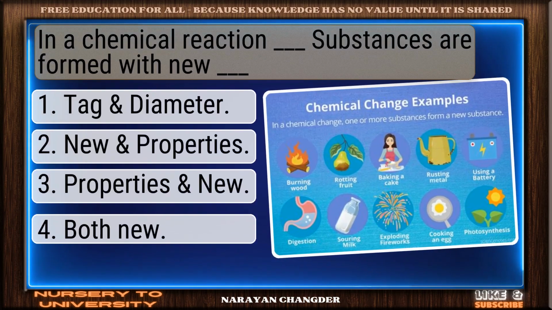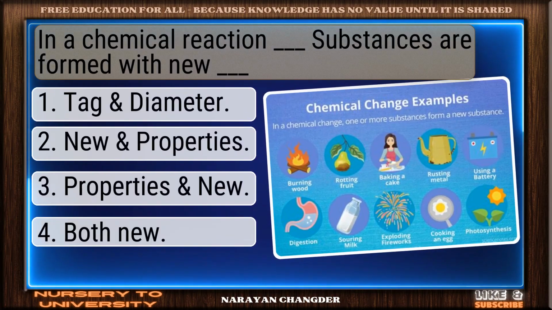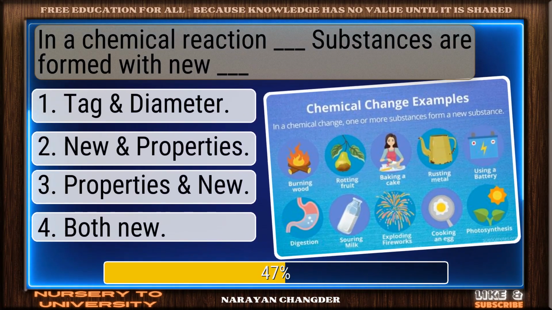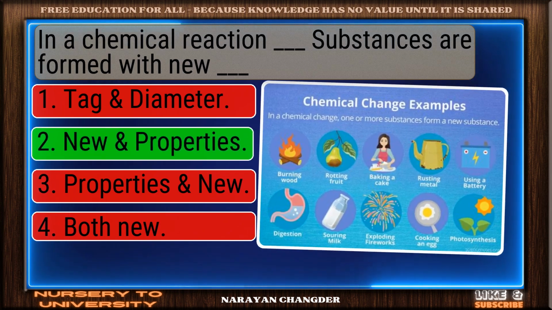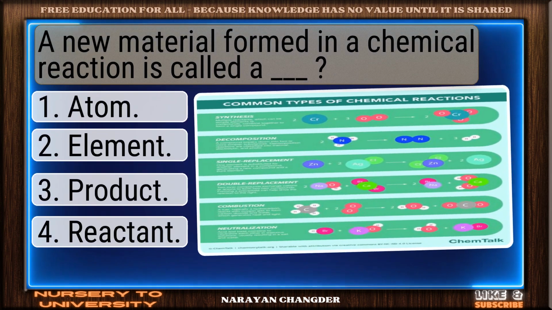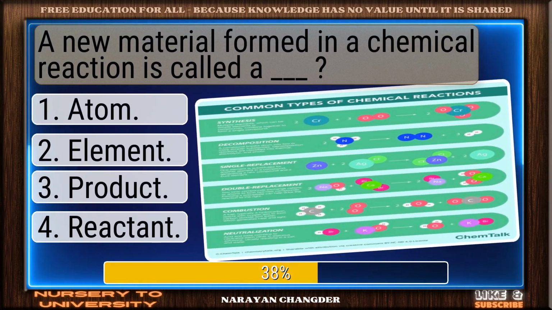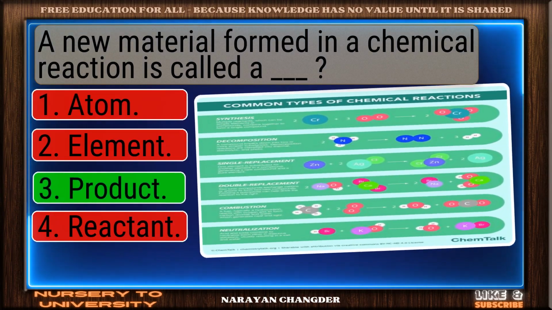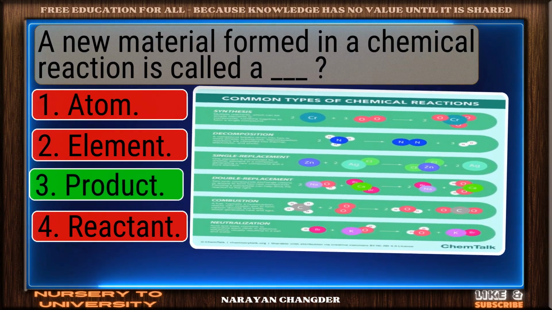In a chemical reaction dash, substances are formed with new dash. Well picked. New end properties is the correct answer. A new material formed in a chemical reaction is called a dash. Sharp thinking. Product is the right choice.